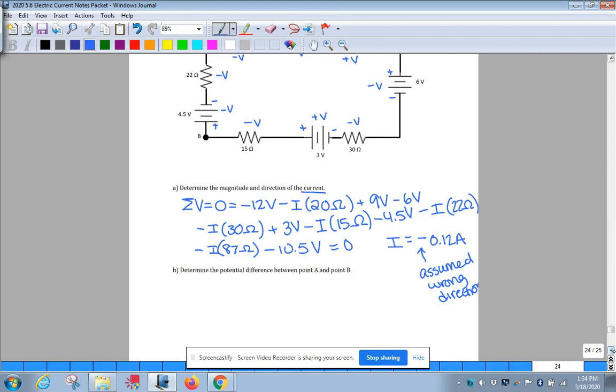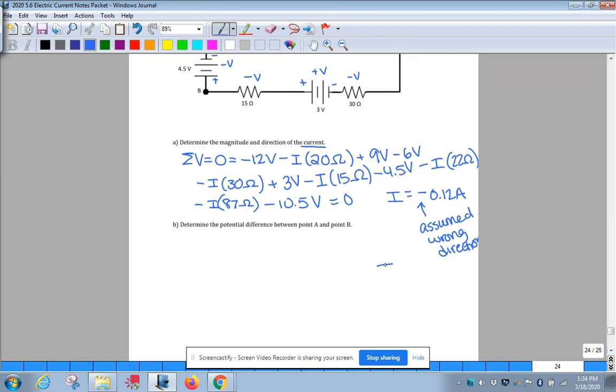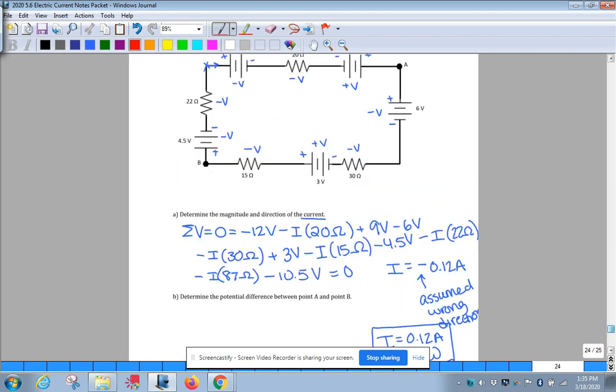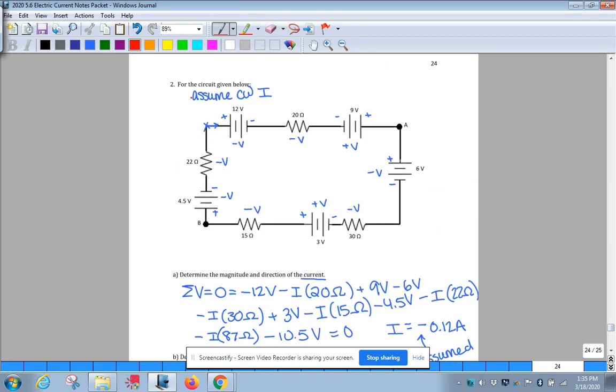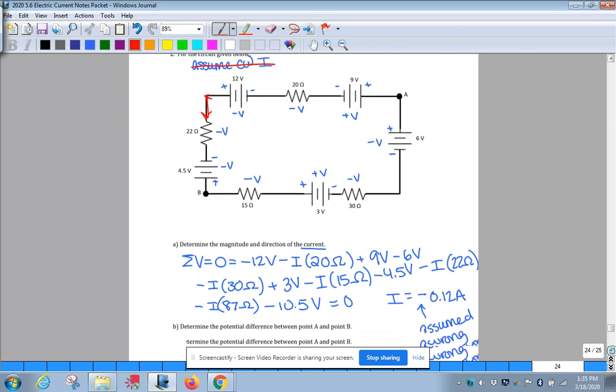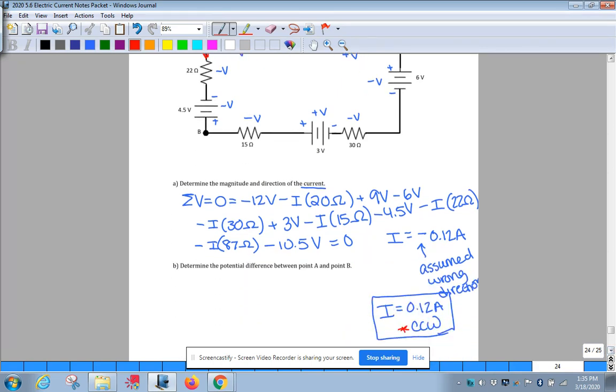So the negative sign here means that we assumed the wrong direction. There's nothing major that you have to do except that you need to report your answer with the same magnitude, but just say counterclockwise. And for the rest of the problem, you have to follow this counterclockwise direction, otherwise you'll be getting them wrong. All right, so now I go back to my picture so I don't mess anything up. I'm no longer going to assume, I'm going to know that current flows counterclockwise around the circuit.